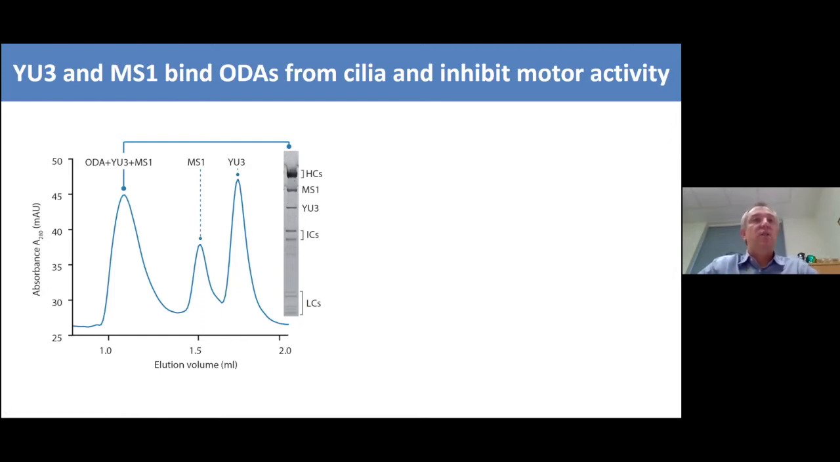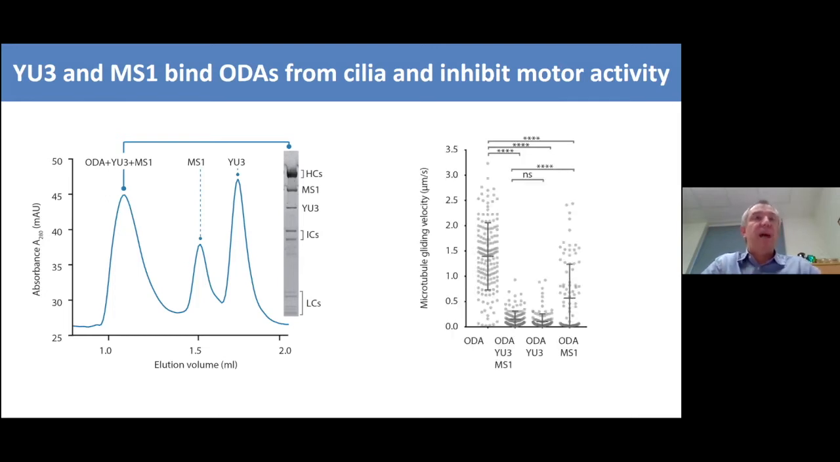So that allowed us to look and see what they were doing. And the first thing we assayed was how well the ODA, the dynein, was able to move microtubules in a microscopy-based gliding assay, where the microtubules move over the surface of the cover slip, driven by dyneins. And the result from that was that the YU3 protein, at least, is a very strong inhibitor of this ODA. It seems to shut off its activity. The MS1 was not quite so clear, possibly less of an inhibitor, and maybe working in a different way.